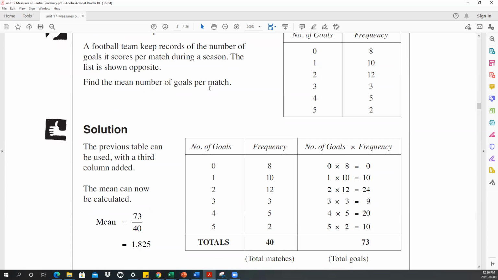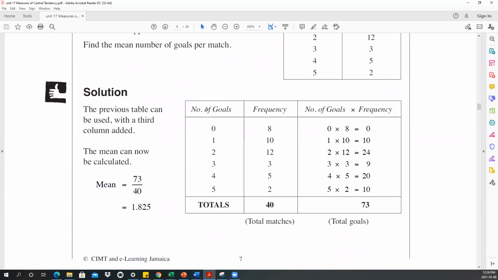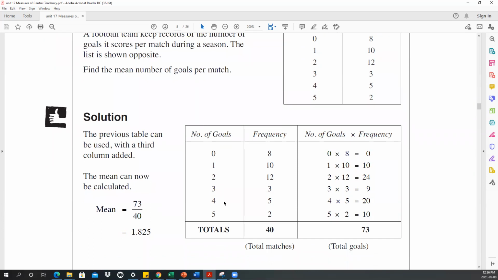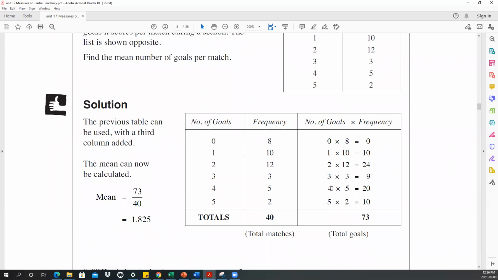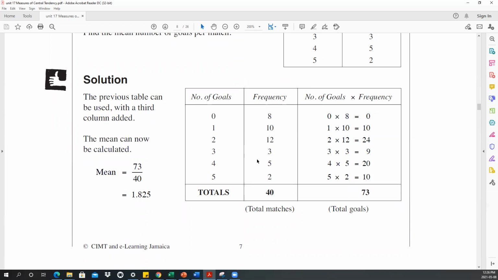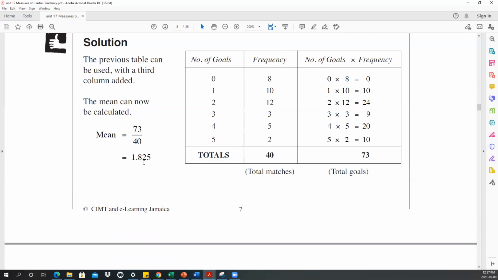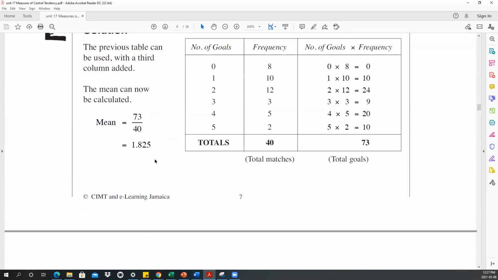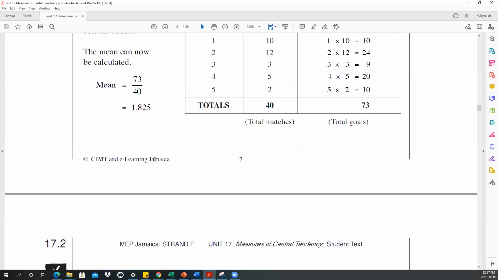So to find the mean number of goals per match, this is what you do. This is the original table, so number of goals, frequency, and you multiply them. So 0 times 8 is 0, 1 times 10 is 10, 2 times 12 is 24, and you keep multiplying them. So you have total matches here, total goals. You just divide one by the other. So if you have 73 goals in 40 matches, how many goals on average do you score per match? 73 divided by 40. So 1.825 goals, right? So far, so good.